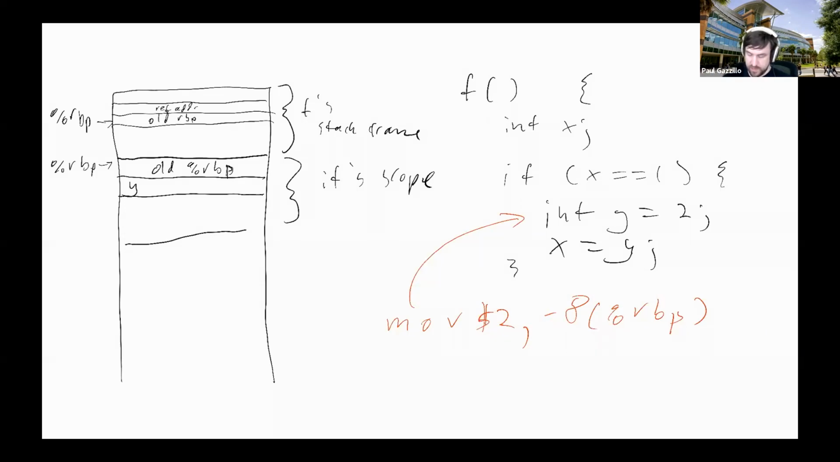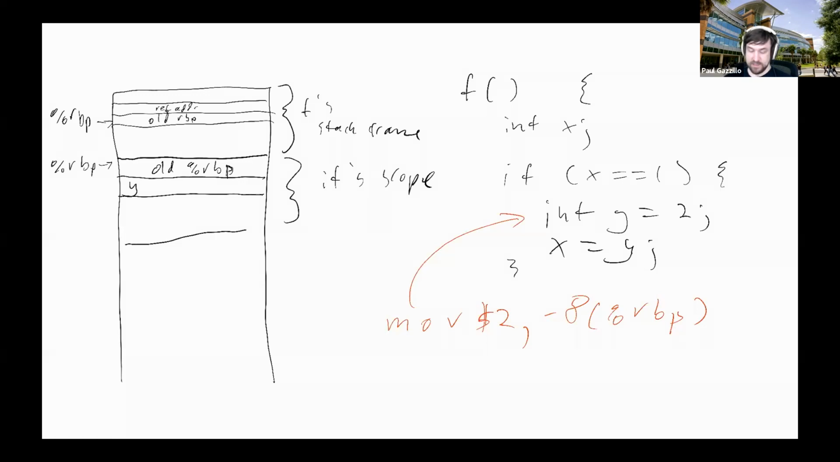Well, okay, so let me show how this is working. This is saying move the immediate number 2 into this address. And if you recall from the first half of the lecture, what this address means is: go to RBP, get the value of it, subtract 8 from that value, and then load or store this number into that address. So get the address inside of RBP, subtract 8 from it, and then store whatever this operand's value is into that address.